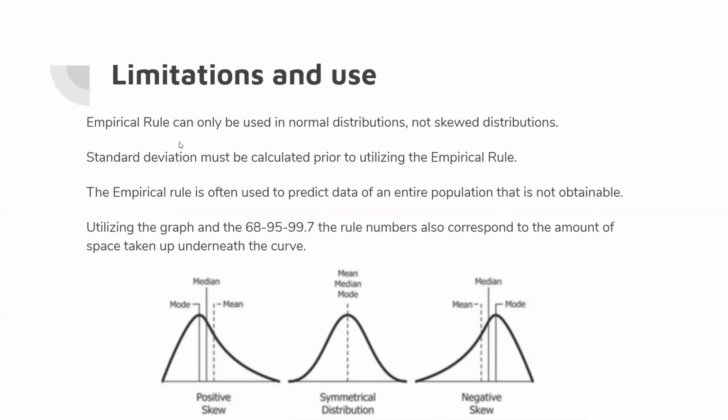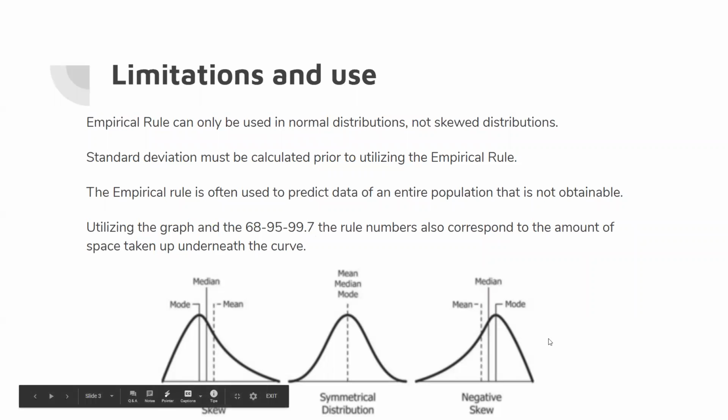Limitations in use. The empirical rule can only be used in normal distributions, not skewed. Standard deviation must be calculated prior to using the empirical rule. The empirical rule is often used to predict data of an entire population that is not obtainable. Utilizing the graph, 68, 95, 99.7, the rule numbers also correspond to the amount of space taken up underneath the curve. So below are three different curves.